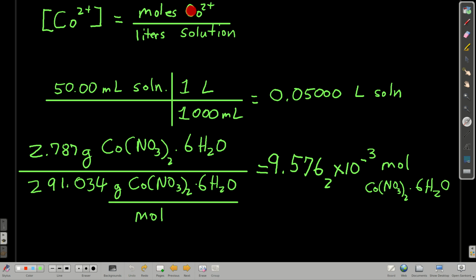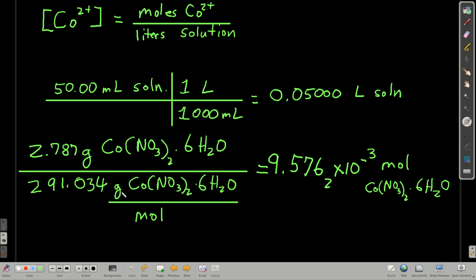The other is the top, the moles, right? So we know how many grams of the cobalt-2 nitrate hexahydrate we dissolved, so we just divide that by the molar mass. And we had already calculated this molar mass in the previous module, but it's good to review. We go to the periodic table, find the molar mass of cobalt, 2 times the molar mass of nitrogen, 6 plus 6 is 12 times the molar mass of oxygen, plus we're going to add 6 times 2 is 12 times the molar mass of hydrogen. And when you do that, to 3 places past the decimal, you get 291.034 grams per mole.